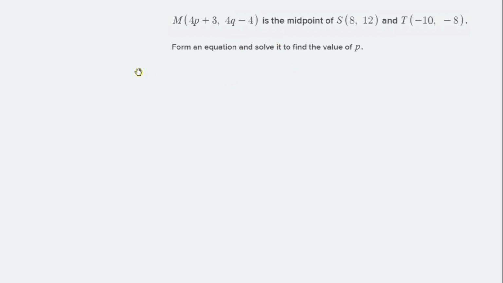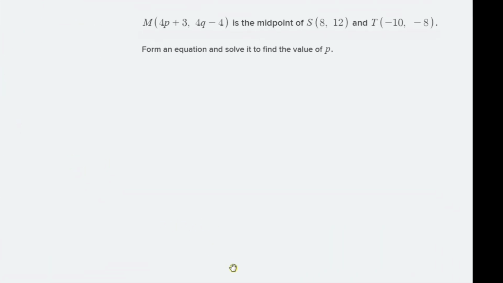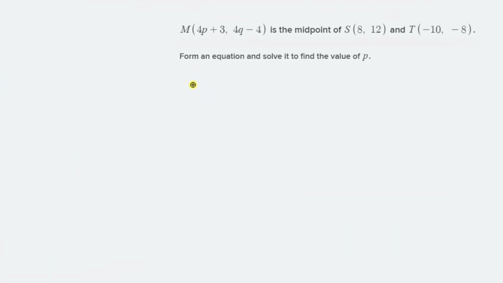Well, this is a lot like the midpoint question I did up here. If we know the midpoint equation for basic midpoints, I should know that the x values, which is where the P resides in the midpoint here, is to add your two midpoint x values and divide by 2. Well, in this case, my x values are 8 and negative 10. So that's 8 plus negative 10 divided by 2. 8 plus negative 10 is negative 2. Divided by 2 is negative 1.